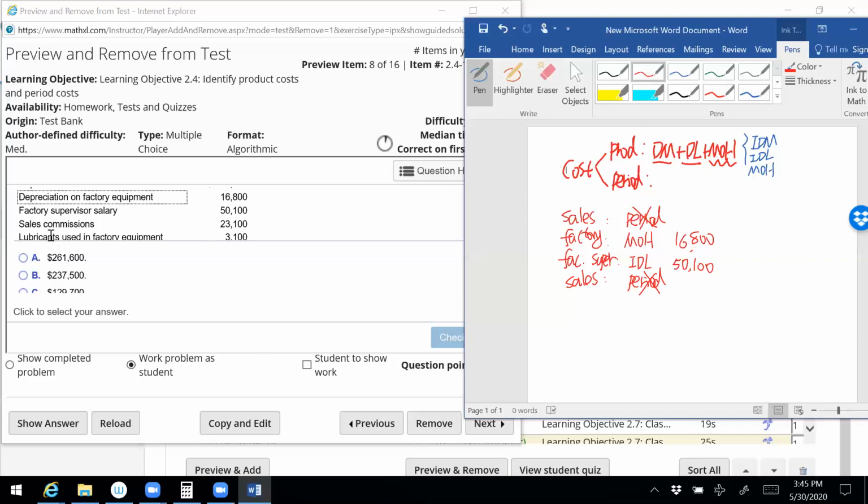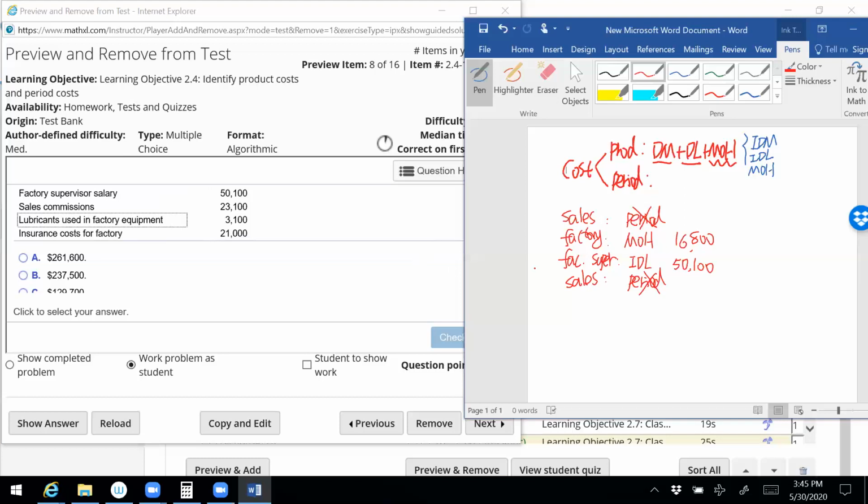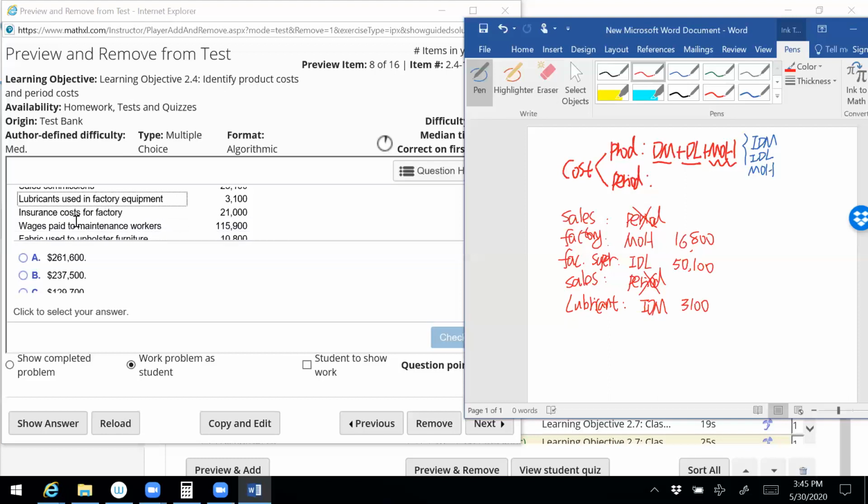Next one, lubricants used in factory equipment. If you read the textbook, you can see this is a very typical example of an indirect material. So we have this 3,100 as manufacturing overhead. Insurance cost for the factory. This is other manufacturing overhead, right? So this is our manufacturing overhead, 21,000.